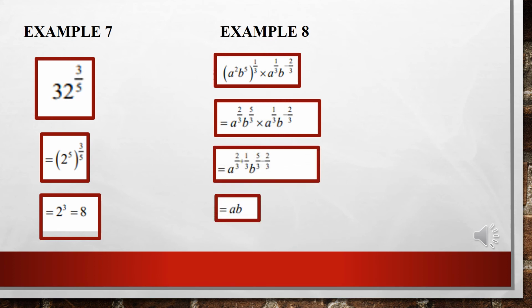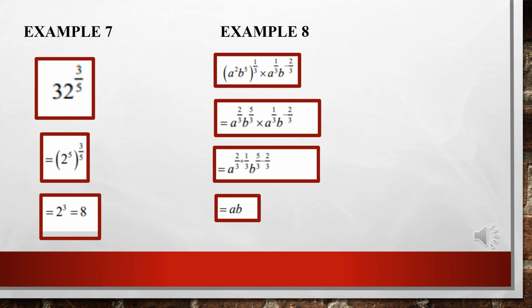In example 7 here, first we found that 2 to the power of 5 is equal to 32. To get 2 to the power of y, the 32 we simplify as 2 to the power of 5. Then we raise this result to the power of 5, giving 32. So we can simplify 2 to the power of 3, which is equal to 8.